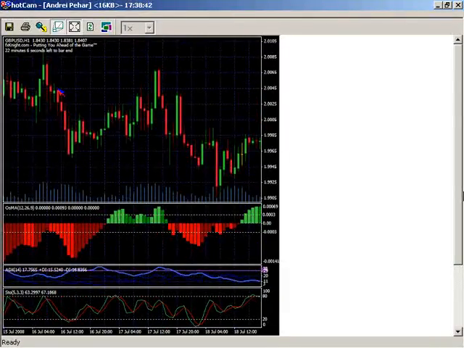Here's another example. Look at this down move here. Look at what volume started doing back here. Okay? A full candle ahead of the end of the move. That's why I say it can sometimes be a leading indicator. It'll warn you when interest is dropping off in a move that you might be tracking.